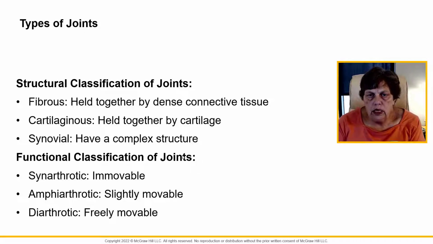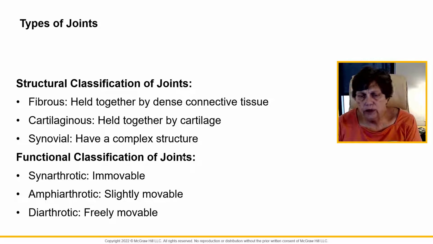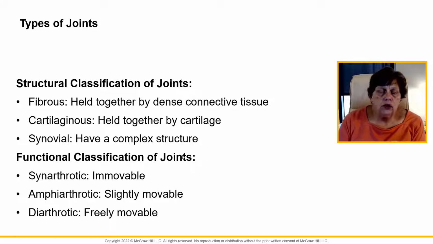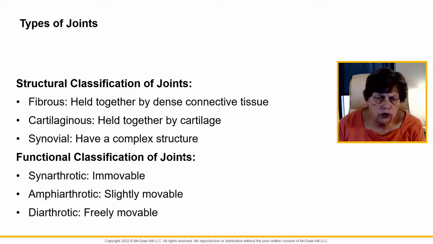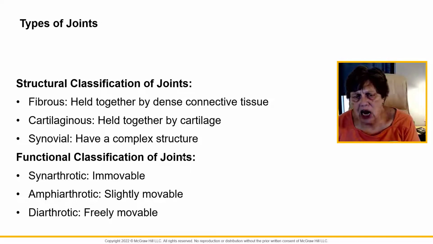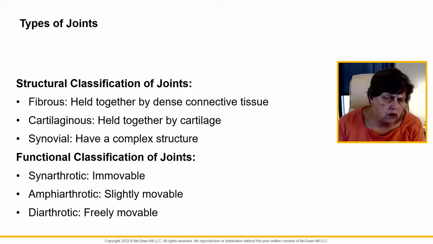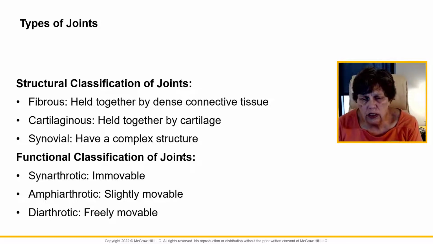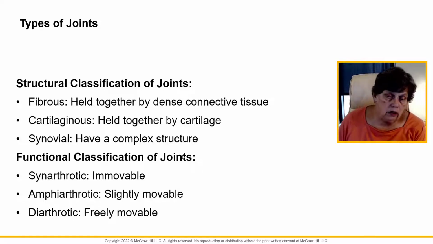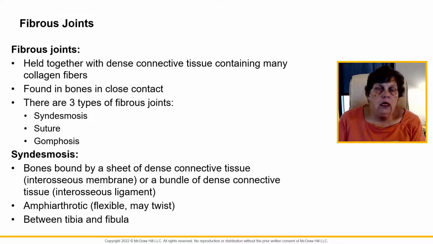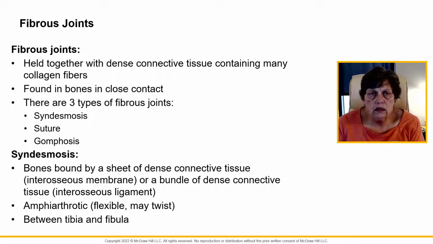All right, so when we take a look at joints, we can look at a structural classification or a functional classification. So if we look at structural, how is it structured? Is it fibrous? Is it cartilage? Does it have this complex structure that is filled with synovial fluid, and we call it a synovial joint? And then we talk about a classification on whether it is movable, slightly movable, or we can do pretty much anything with it. So let's take a look at the fibrous joints.